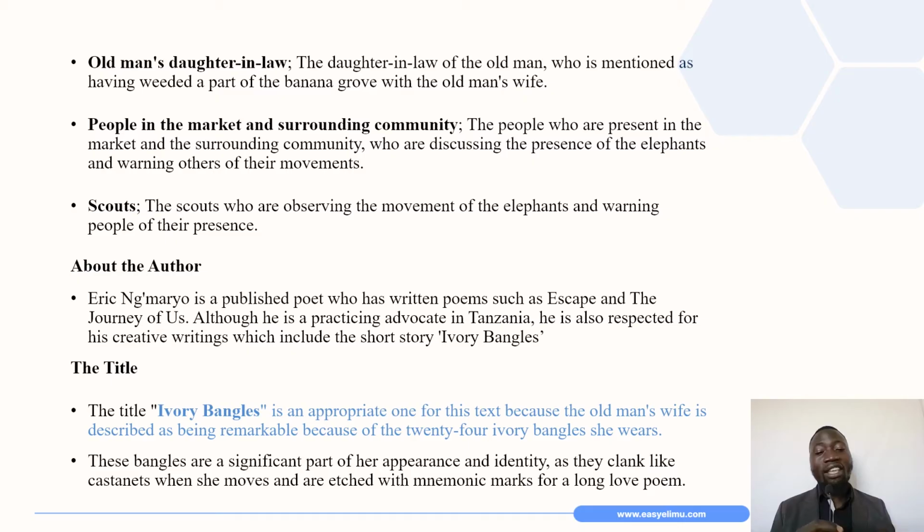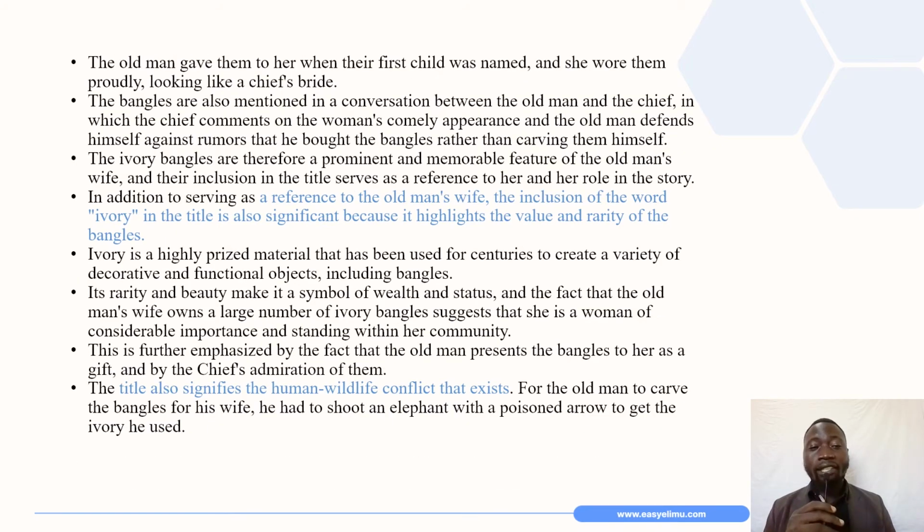So they are thus a symbol of love that the wife enjoys from the old man. It is said that the old man gave the wife these ivory bangles when their first child was named, and she wore them proudly, looking like a chief's bride.